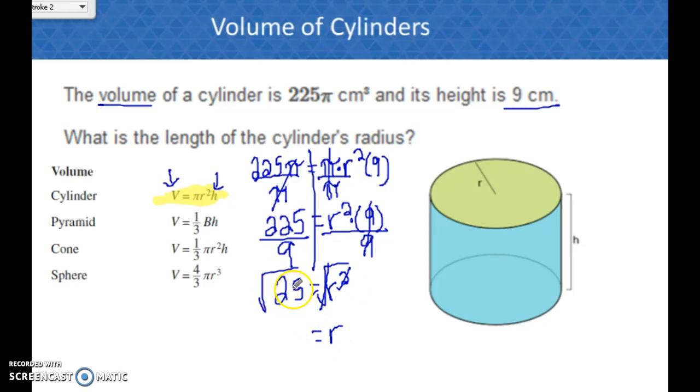And then if we take the square root of 25, it is 5. Now remember, anytime you take a square root, you get a positive and a negative answer. But we can't have a radius be -5, so our radius here would just be 5 centimeters.